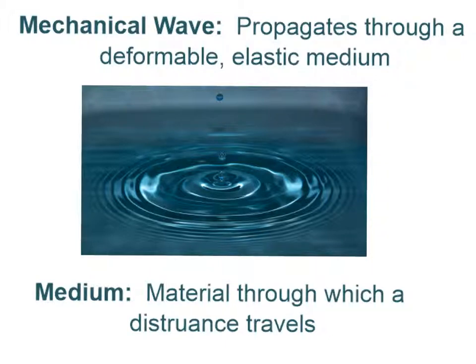A mechanical wave is a wave that propagates through a deformable elastic medium, like this water. The water is the medium. The medium is simply the material through which a disturbance travels. The wave travels through that medium. Not all waves require a medium. Some examples of those would be electromagnetic waves, such as light, radio waves, microwaves, X-rays. They can travel through a vacuum. But a mechanical wave requires a medium.